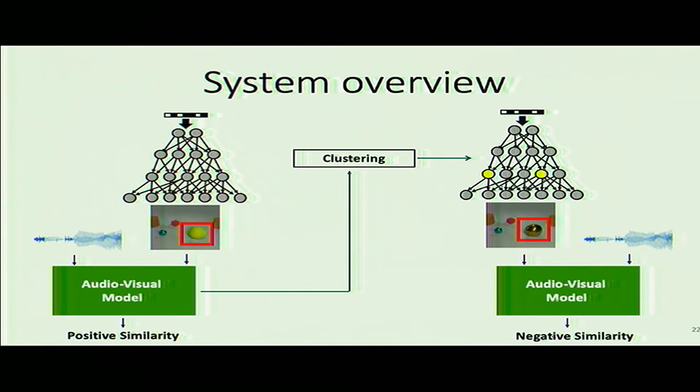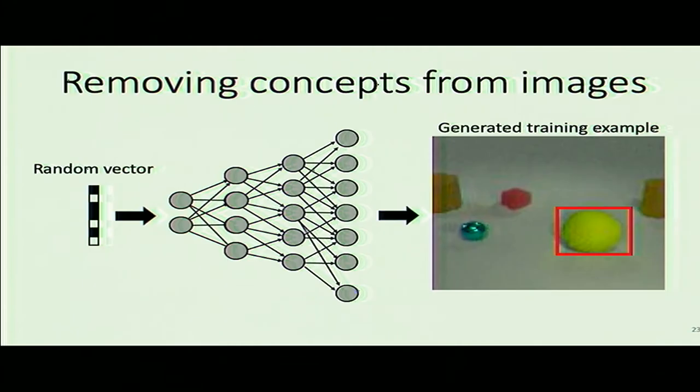And we're going to get a negative image that has at least one attribute change. And then we're going to use this as a negative. So how do we remove concepts? If we knew exactly what to change, this is what it would look like.